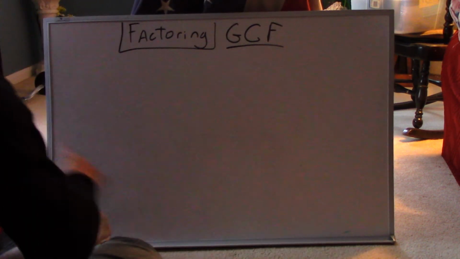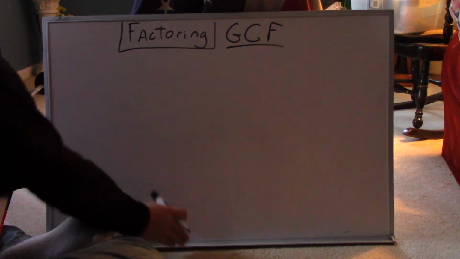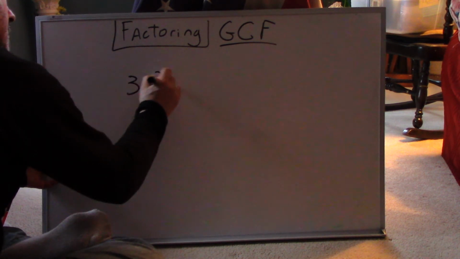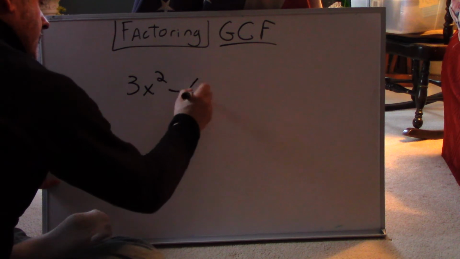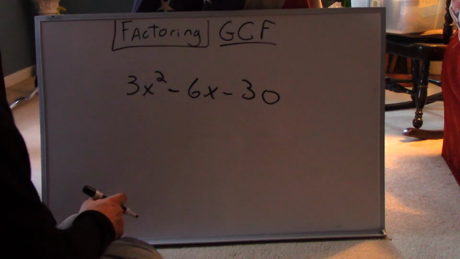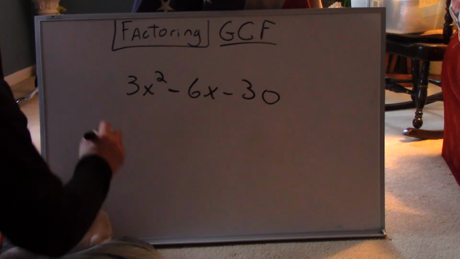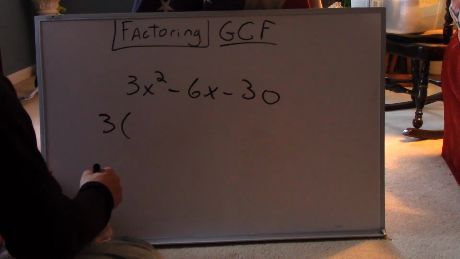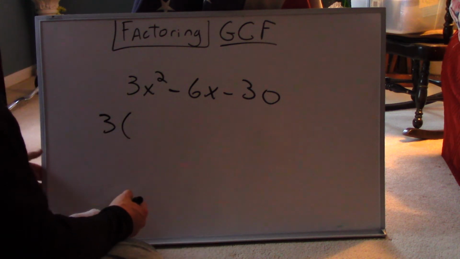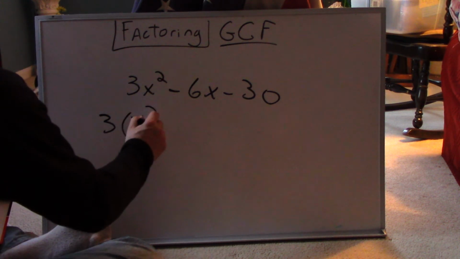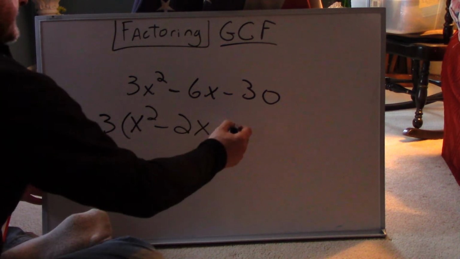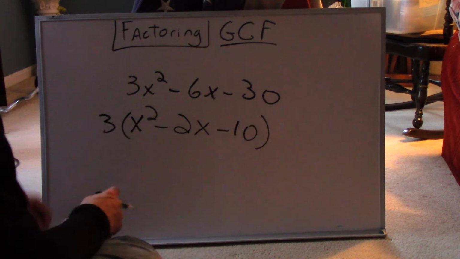Let's do another one here. Let's do a couple more. Okay. What number could go into 3, 6, 30? 3, absolutely. 3 into 3 goes once, because there's nothing that can go into x, x, and nothing. So I know it's just a number. 3 into 3 goes once with an x squared left over. 3 into 6 goes twice with an x left over. 3 into 30 is 10. Ta-da, that's it.